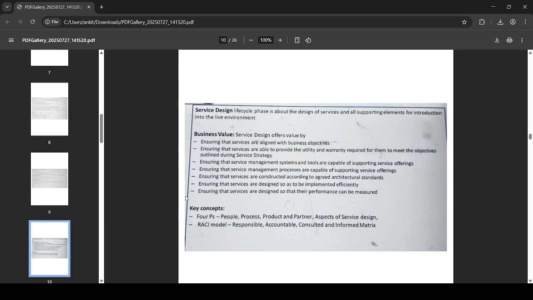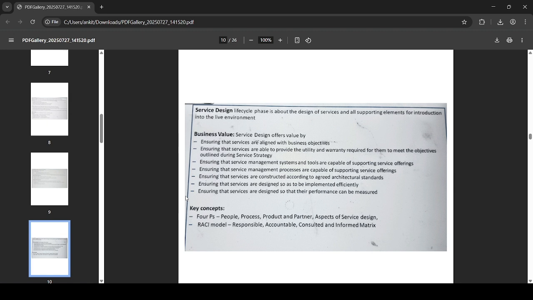Ensure that the services are constructed according to the agreed architectural standards. Ensure that the design is implemented effectively and designed so that its performance can be measured. So all these are business values a service design will offer.